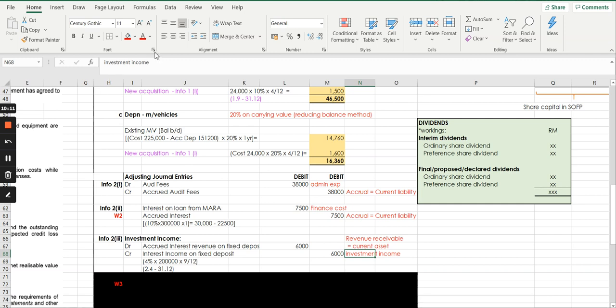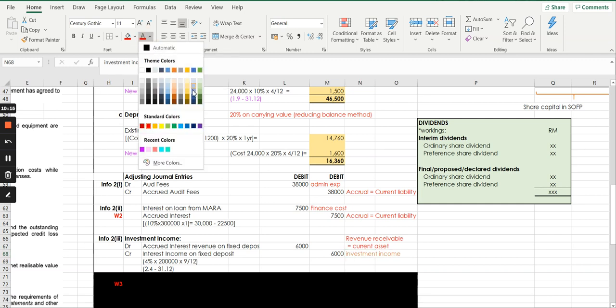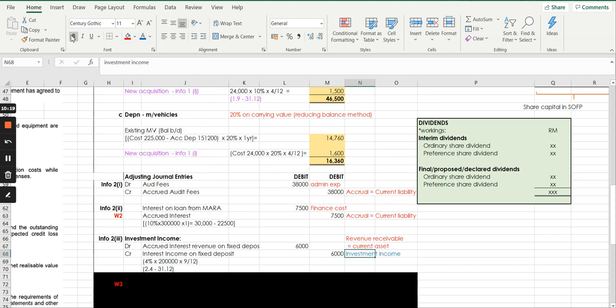In the one that goes to the statement of profit or loss, we try to make it different. We just use blue for that. That one will go to the statement of profit or loss.